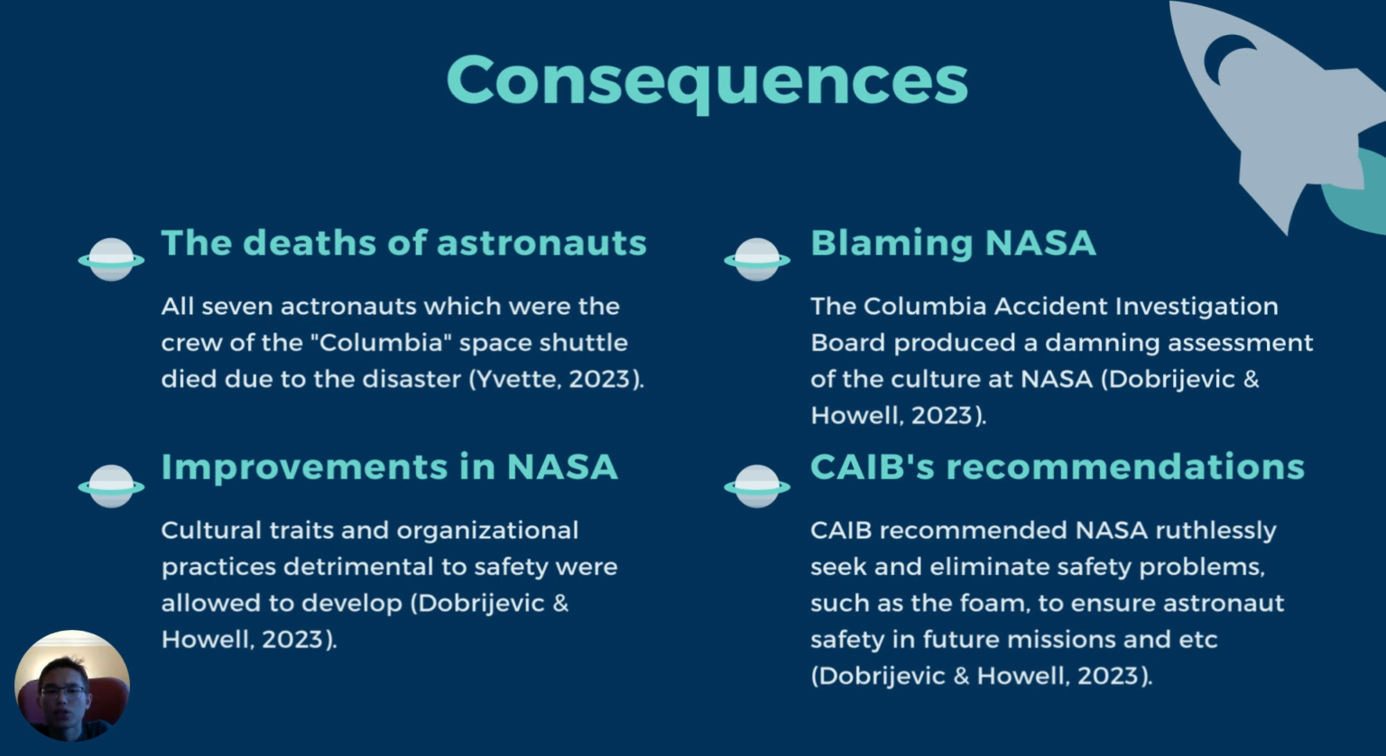And the third consequence is the improvement in NASA. Cultural traits and organizational practices detrimental to safety were allowed to develop. And the CAIB, or Columbia Accident Investigation Board, recommended NASA ruthlessly seek and eliminate safety problems such as the foam to ensure astronaut safety in future missions. The second, the third, and the last consequences are according to space.com and Dobrijevich and Howell.